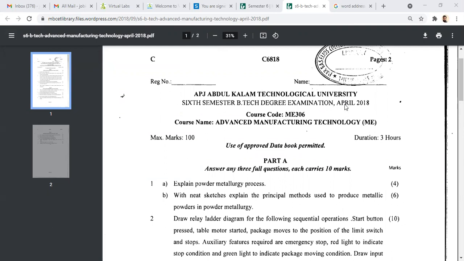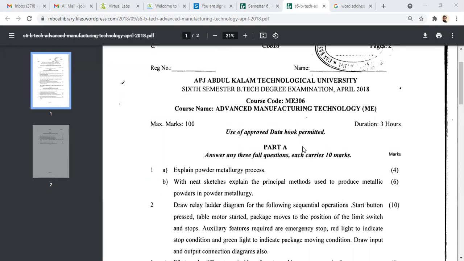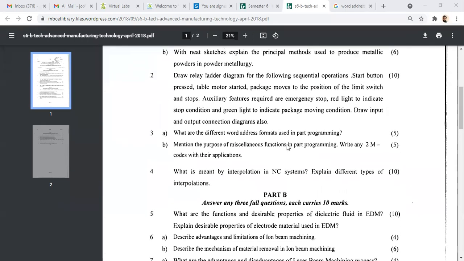This is the question paper April 2018, and the question number is 3A. What are the different word address formats used in part programming? The mark is 5 marks.